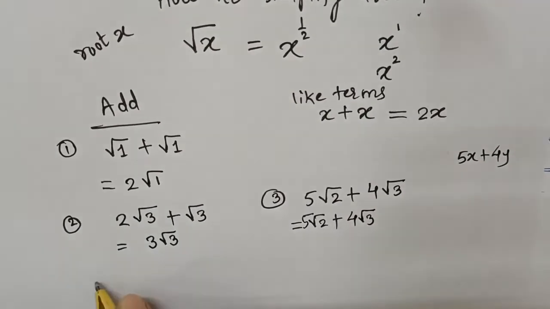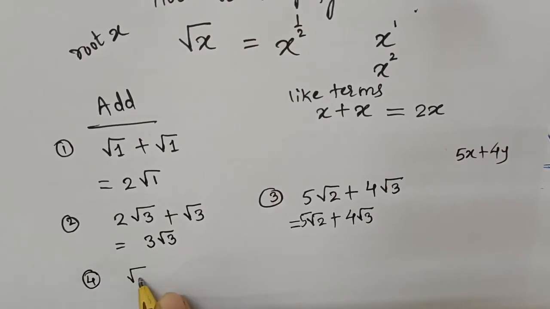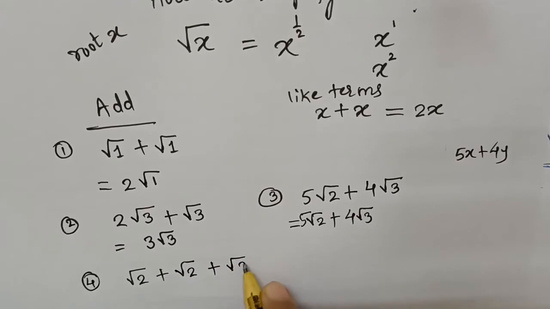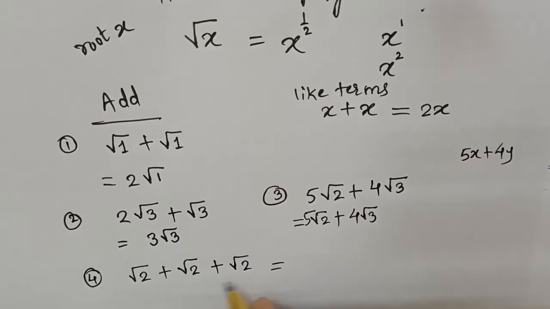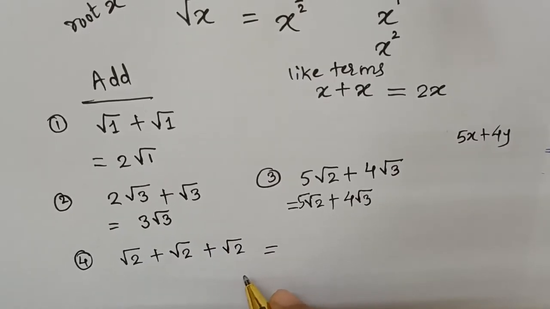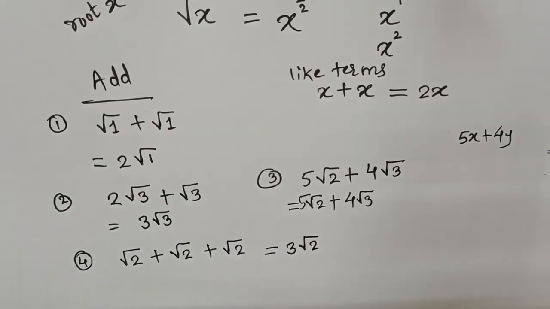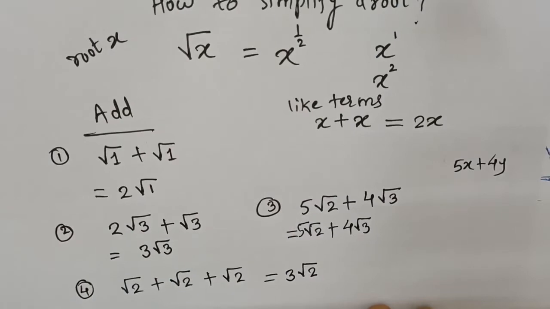And suppose you have a fourth example, root 2 plus root 2 plus root 2. So x plus x plus x, just like we do 3x, in the same way you can write 3 times root 2. So this is the addition of the roots.